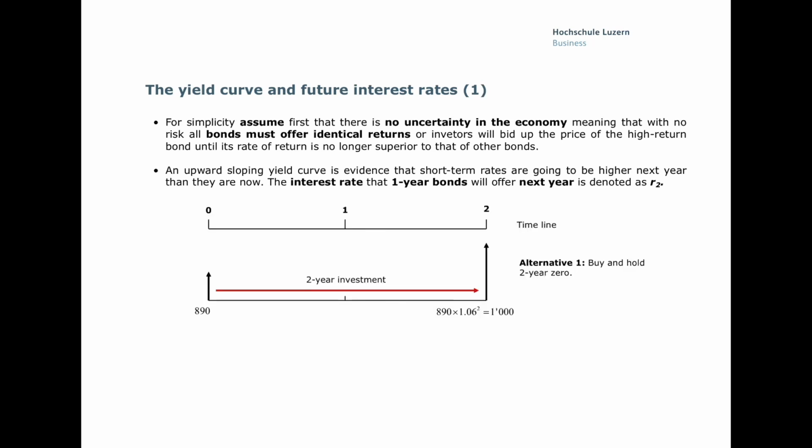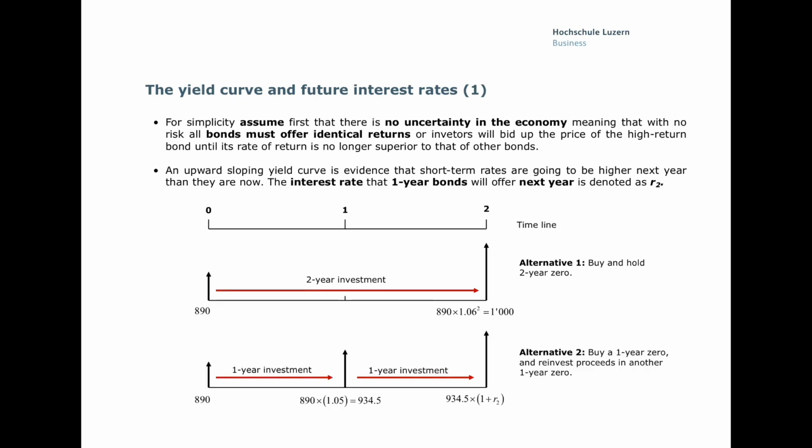To understand this claim, consider two 2-year bond strategies. The first strategy entails buying a 2-year zero, offering a 2-year yield to maturity of 6%, and holding it until maturity. The 2-year zero has a face value of $1,000, which implies it is purchased today for $890.